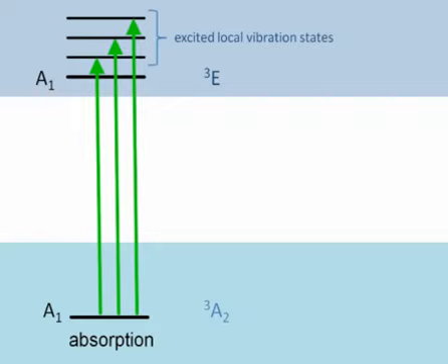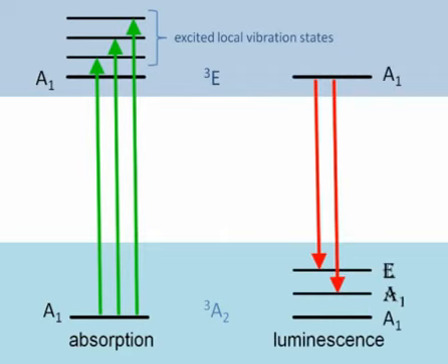The 0-point vibration ground state always transforms as A1, while the electronic ground state transforms as 3A2 in the nitrogen vacancy center. The transition may end at the excited local vibration states of the electronic excited state. The electronic excited state transforms as 3E in the nitrogen vacancy center. In the luminescence process, one starts again from the 0-point vibration ground state and may end at the excited local vibration states of the electronic ground state of this defect.